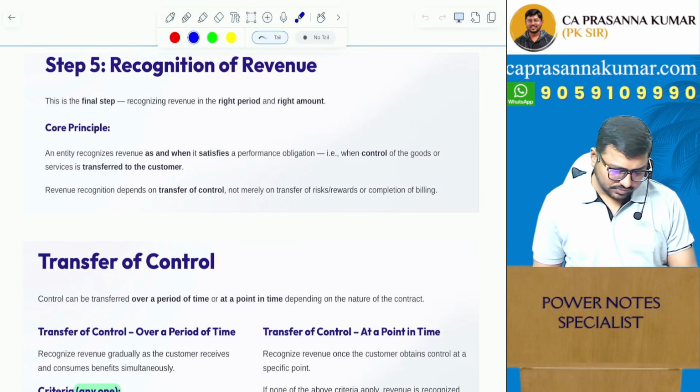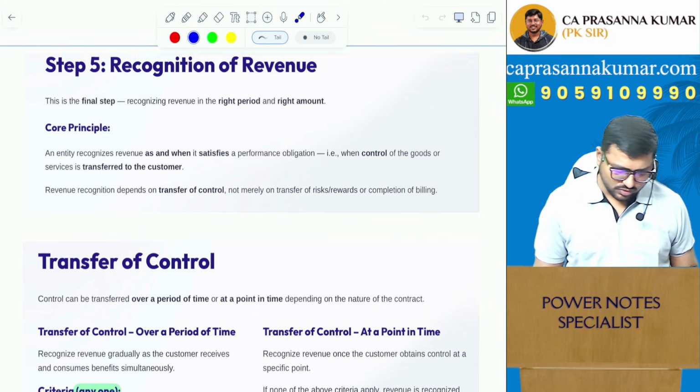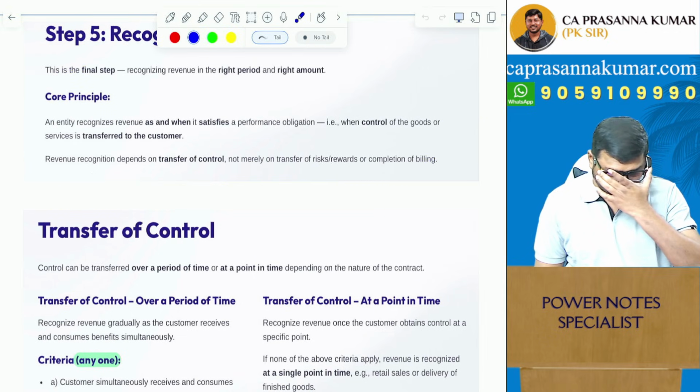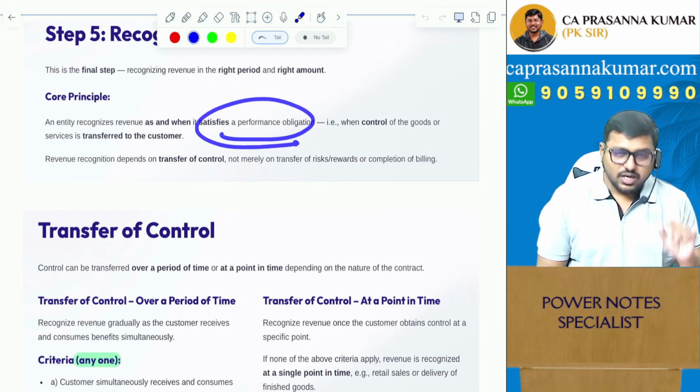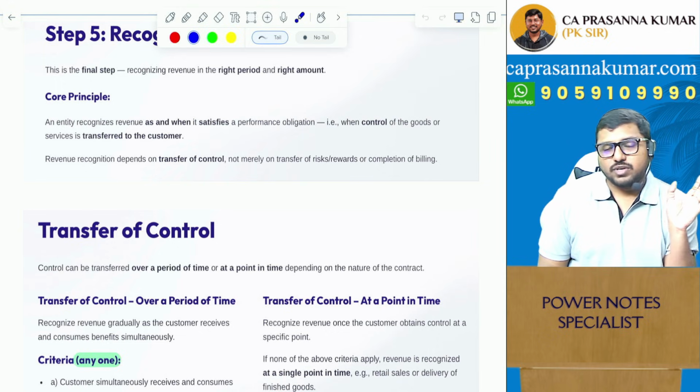Anyways, what is step 5? The last step is recognizing revenue. That's obvious. Now the question is how to recognize the revenue. Very simple. Whenever a performance obligation is satisfied, in shortcut we call it PO, at that particular point of time, you have to recognize the revenue.